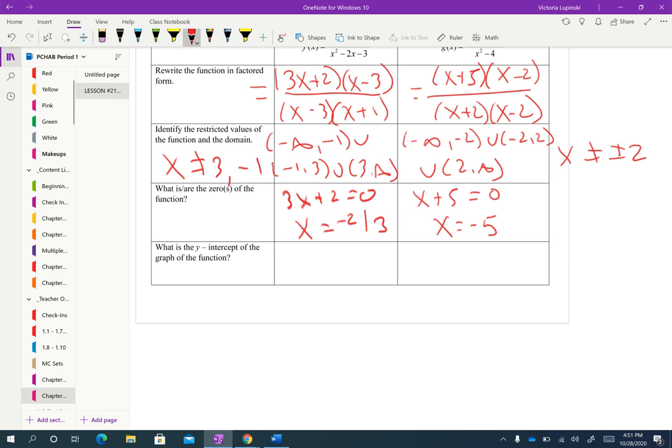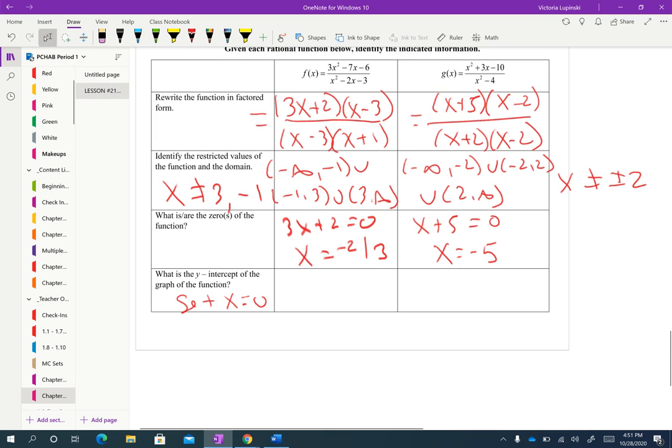And then to find the y-intercept, at its core, you're setting x equal to 0. But really what you're doing is finding the ratio of the constant term on the top divided by the constant term on the bottom. So negative 6 divided by negative 3, that's going to give you a y-intercept of (0, 2). Then negative 10 divided by negative 4. That's going to give you a y-intercept of 5/2 or 2.5.